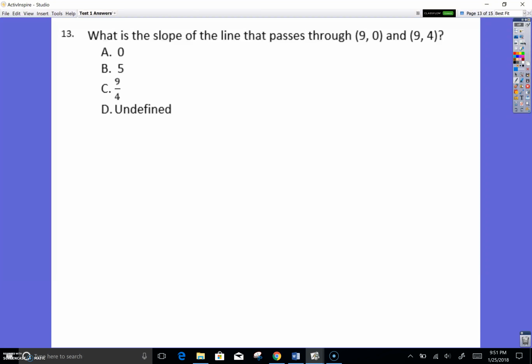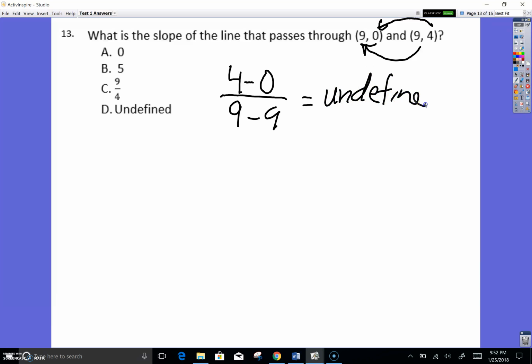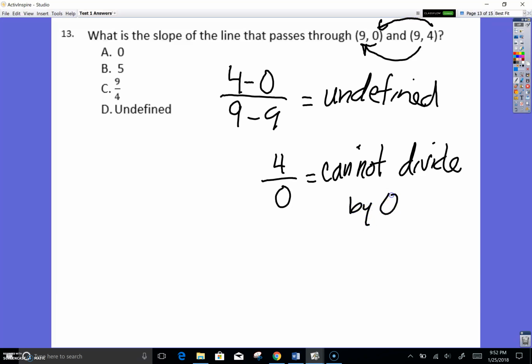What is the slope of the line that passes through 9, 0 and 9, 4? Okay, so you get 4 minus 0, y2 minus y1, and x2 minus x1, 9 minus 9. Okay, you put that in the calculator, you get undefined. Okay, if you don't do it with a calculator, 4 minus 0 is 4, 9 minus 9 is 0, which is, you cannot divide by 0, okay? Cannot divide by 0 in math. That's why it's undefined.